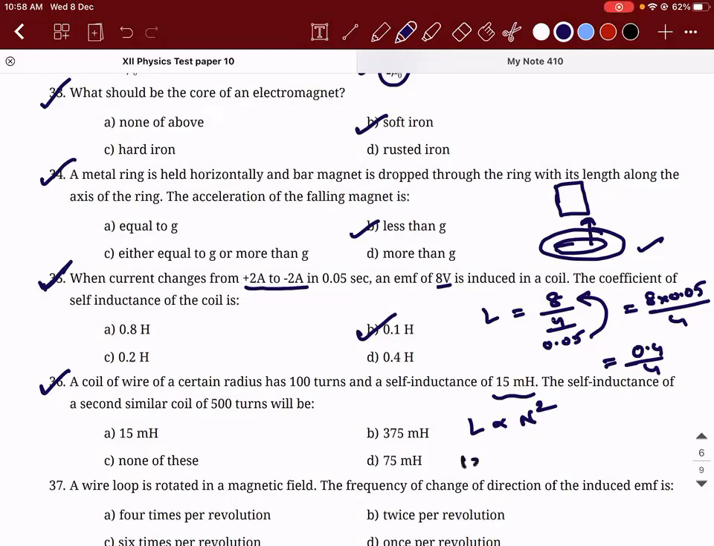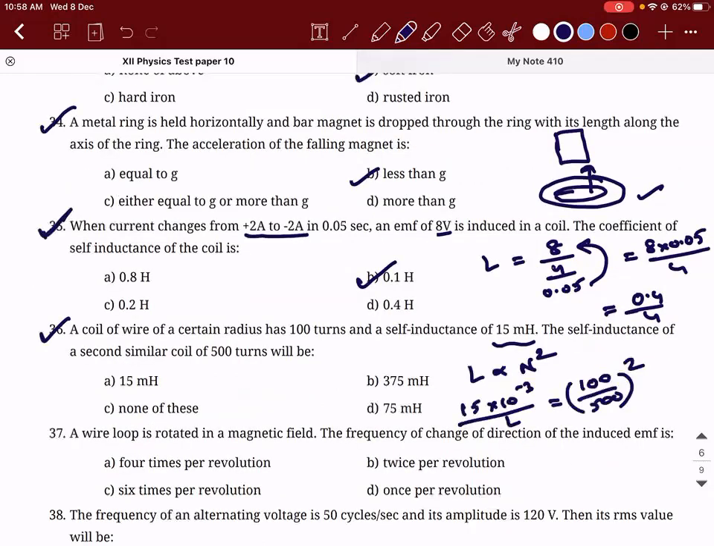So L in the first case is 15 into 10 power minus 3. The second case, which you need to find, is equal to (100 divided by 500) the whole square. That will become 25. So 25 into 15 will give you 375. This will be the answer. So 375 millihenry.